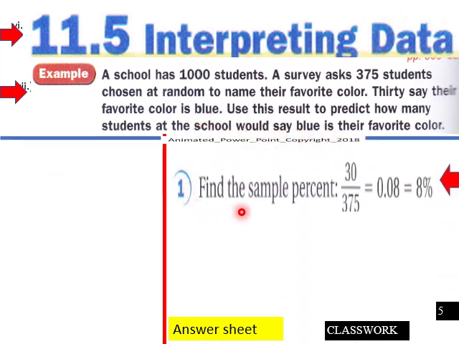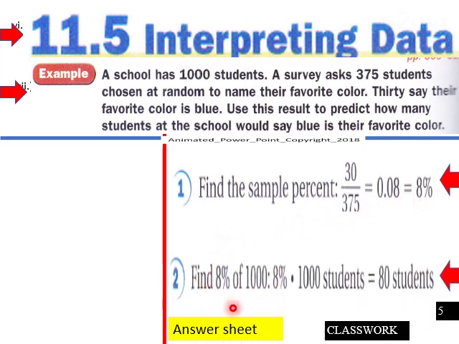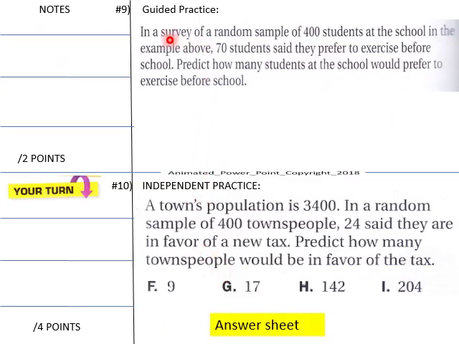So the sample here is 30 out of 375, which would be 0.08 or 8% likes blue. So 8% of 1,000 would be 80 students. So taking that random sample, you could go from there to say 80 students like the color blue out of 1,000. Okay, so let's try one here.